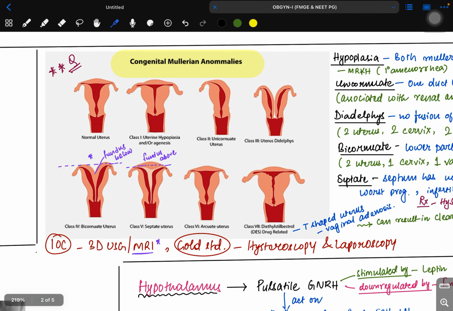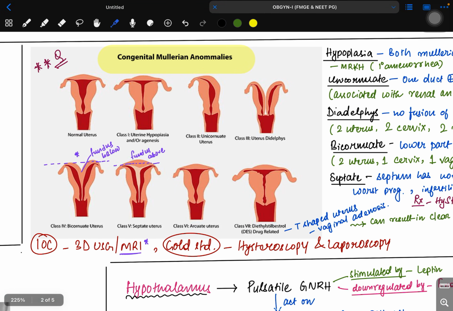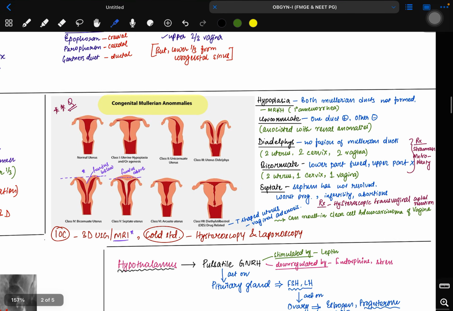Here you can find the image of the congenital Mullerian anomalies. This is the normal uterus. Class 1 is the uterine hypoplasia or agenesis. Class 2 is the unicornuate. Class 3 is the uterine didelphys. So we will learn one by one what those are.